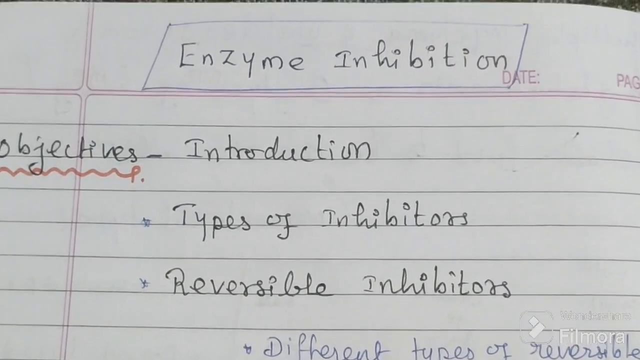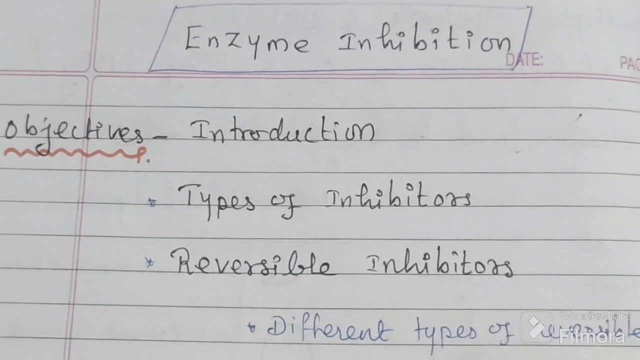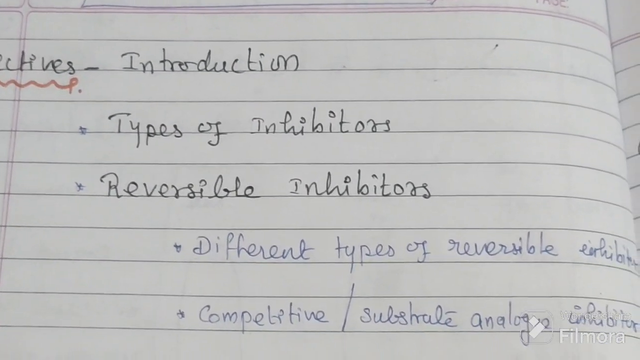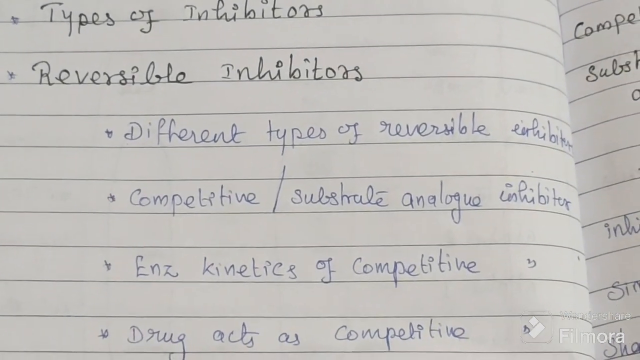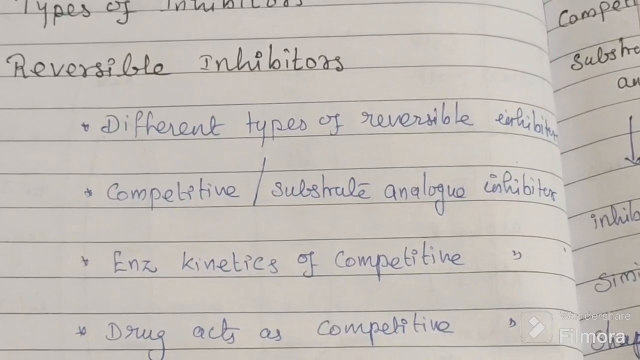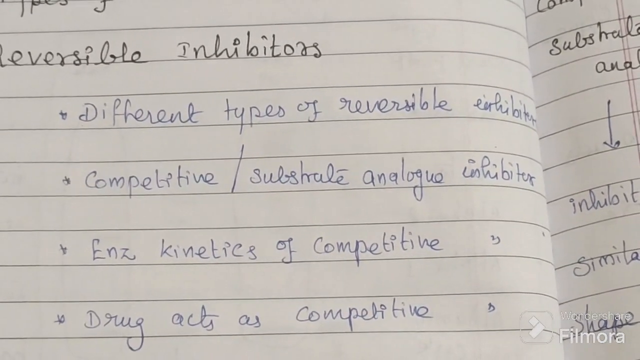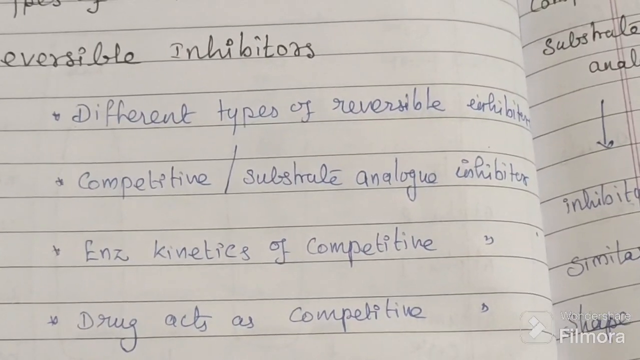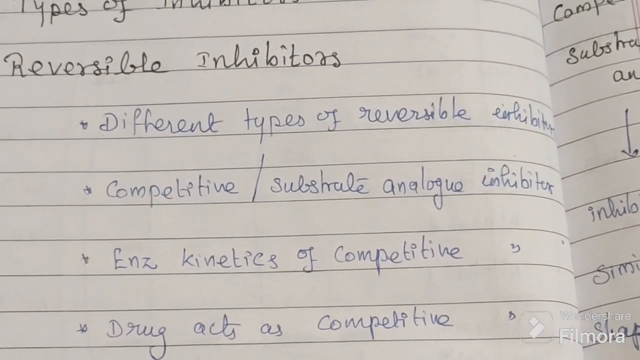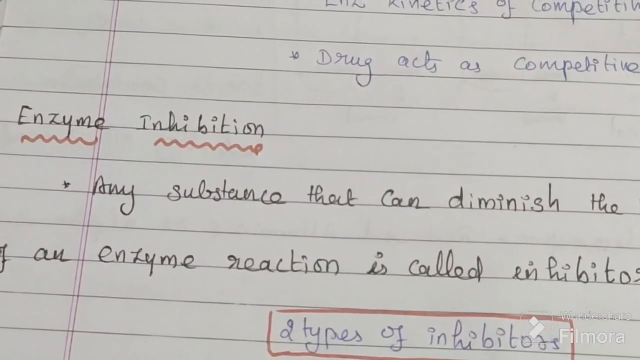In this video, we'll discuss enzyme inhibition, types of inhibitors, and reversible inhibitors. In this one, different types of reversible inhibitors, that is competitive or substrate analog inhibitors, enzyme kinetics of competitive inhibitors, and drugs that act as competitive inhibitors. So, introduction part. What is enzyme inhibition?